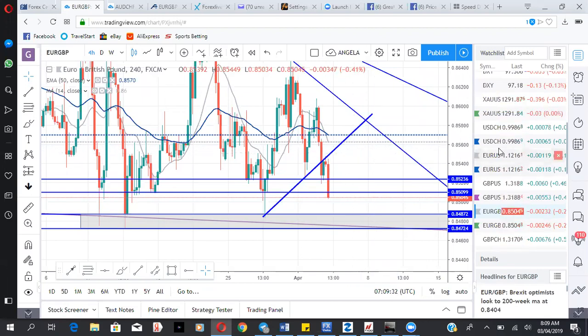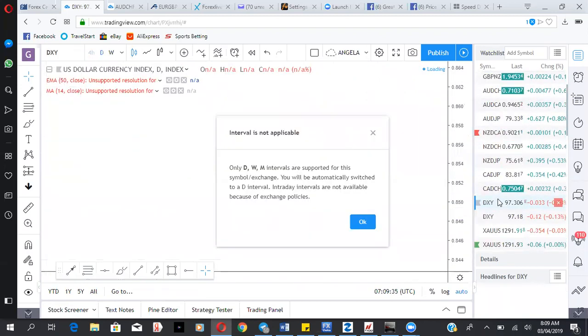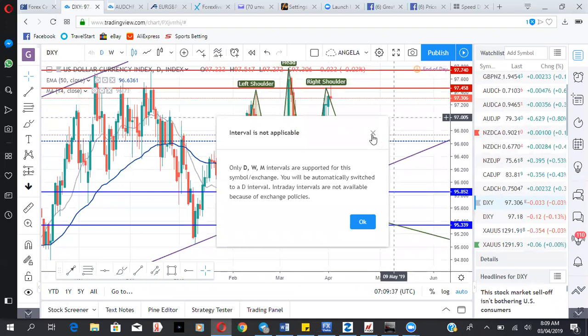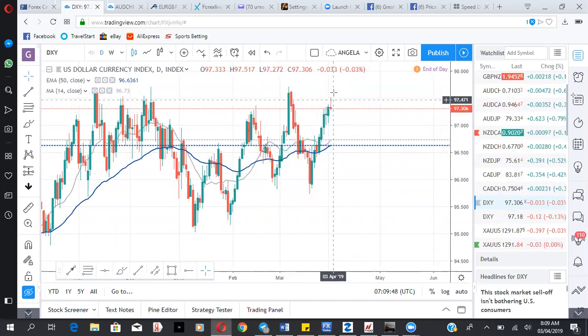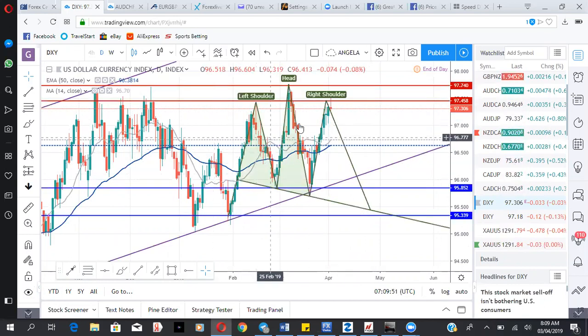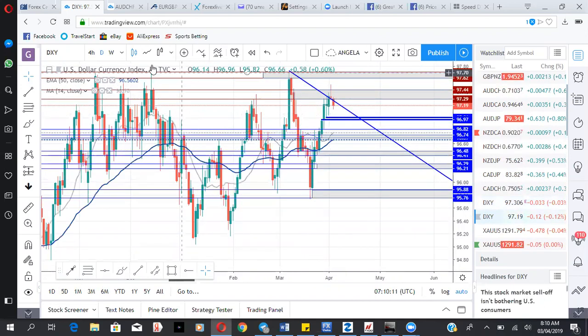Looking at our charts for today, we start off with the dollar index. Like I've said, the dollar index might be playing out, as you can see, yesterday's candle. Yesterday's candle closed as a pin bar, which might be the beginning of the left shoulder. We might be at the beginning of the right shoulder, as you can see. So, noting that, we go down to our lower time frame.